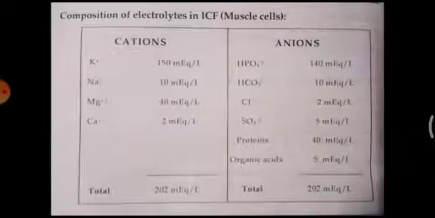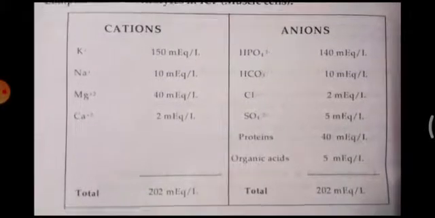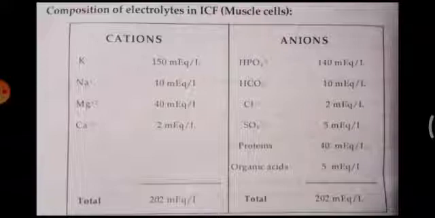Next is composition of electrolytes in ICF. Previously we discussed ECF, this is ICF, intracellular fluid. Here also you can see the two columns of cations and anions, and here also you can see the cations potassium, sodium, magnesium and calcium, and their subsequent values or levels in the ICF, and the total of all four is 202 milliequivalents.